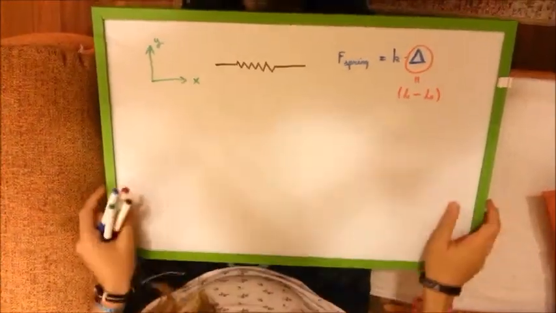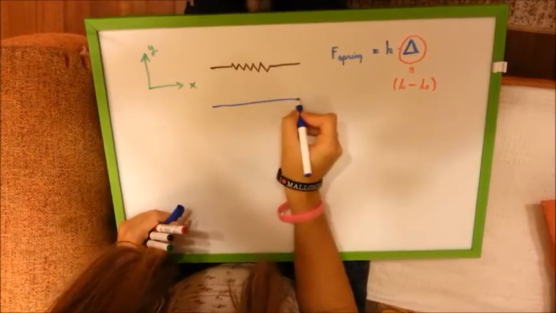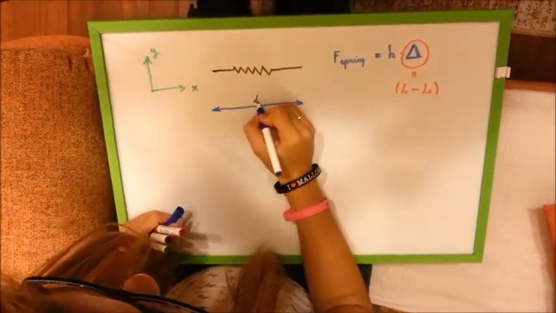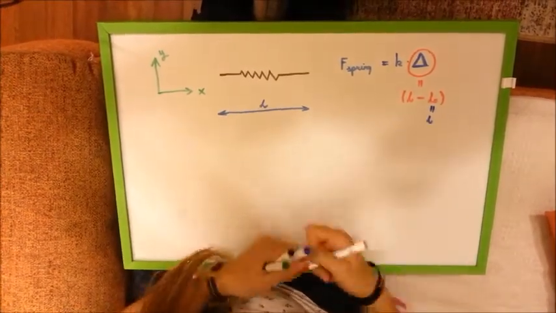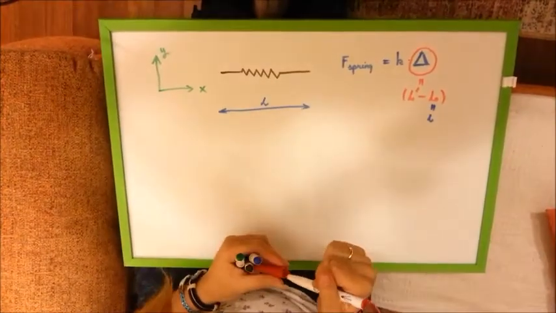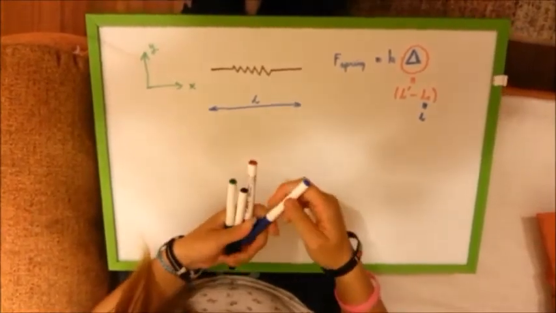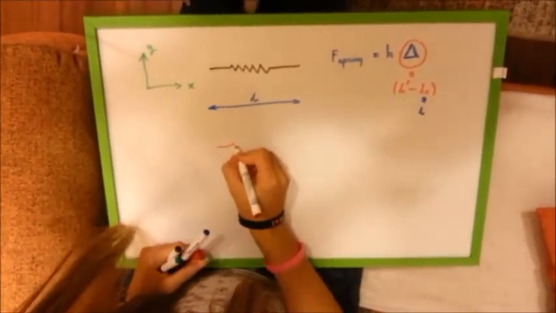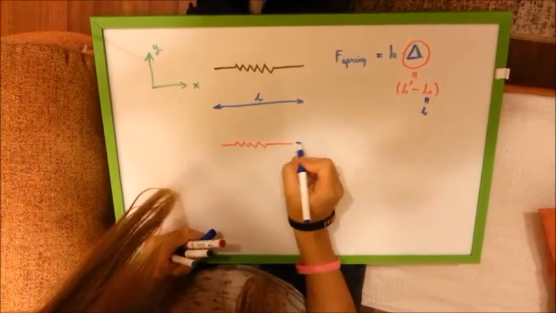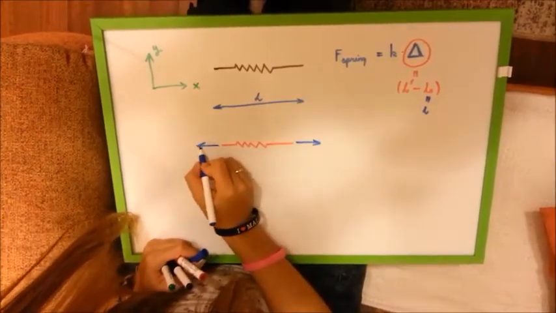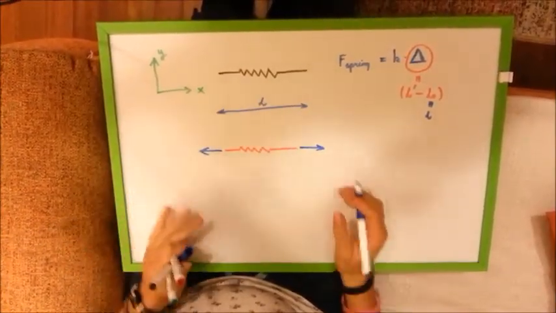forces acting on it. So, for example, here, this spring measures L. So L0 equals L. Now we will take its length L prime. So L minus L prime, or L prime minus L, if it's positive, the force on the spring will be like this. If the force is positive, it will be in this way. So the spring will tend to compress, to return to its equilibrium position.